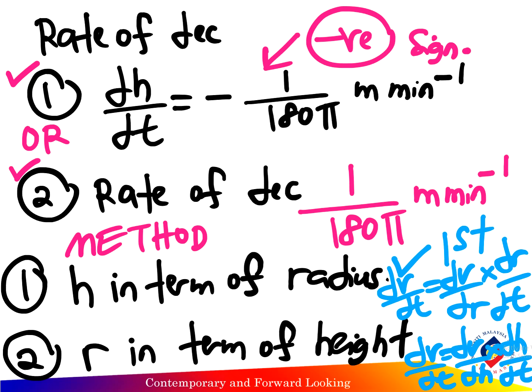Okay, so method, you all gunakan method yang betul. Ya, pastikan gunakan method yang betul. Ya, question 15, you find the rate of increase of the radius. So method here, you write down the height in terms of the radius. And then the exercise question, find the rate of decrease of the height. So you write down the radius in terms of the height. Ya, pastikan method itu pakai method yang betul. Okay.